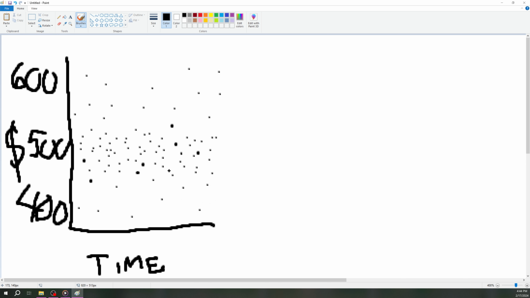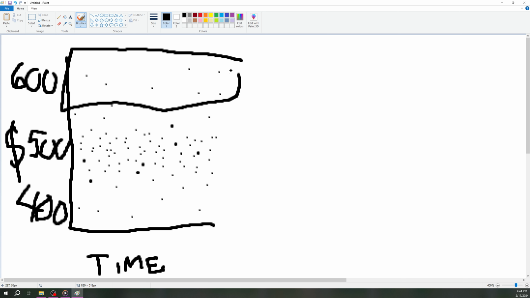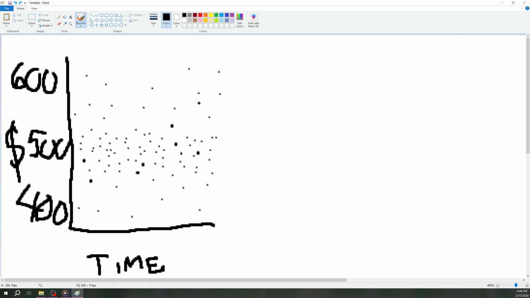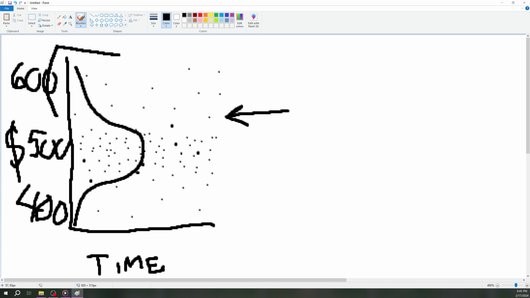And same thing at 600, not many people are willing to buy there. Lots of people may be willing to sell there, but buying kind of shuts off up here, and selling kind of shuts off down here, as people don't want to sell for cheap and people don't want to buy for expensive. And so if we squish this down, this will create something like a bell curve. And that's where you get the idea of a balance area. We have tapering off here at the highs and tapering off at the lows.